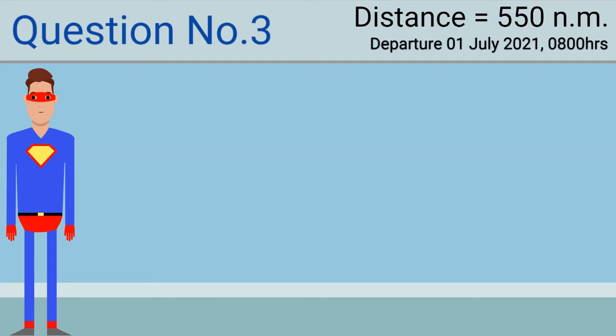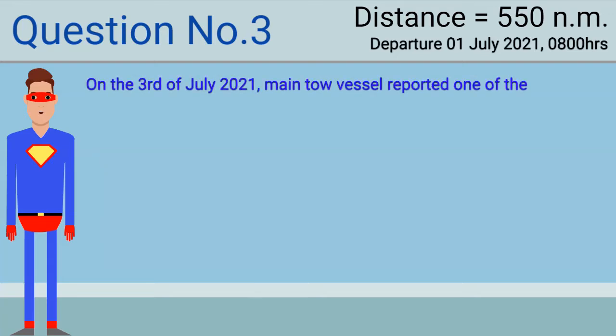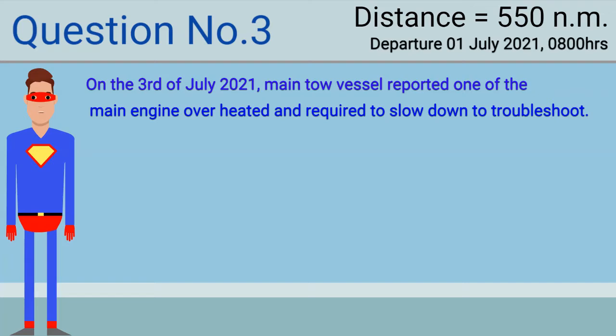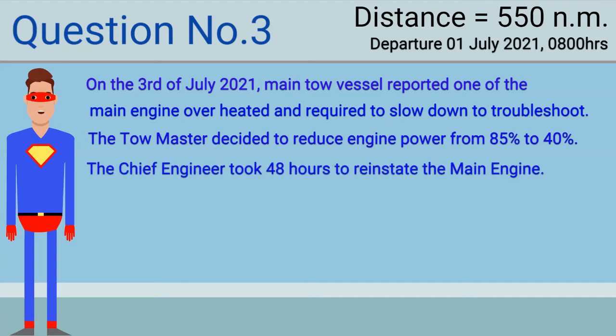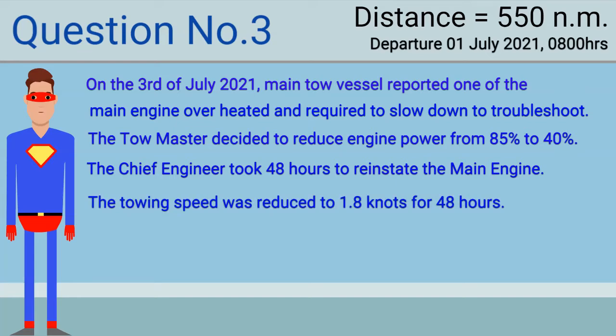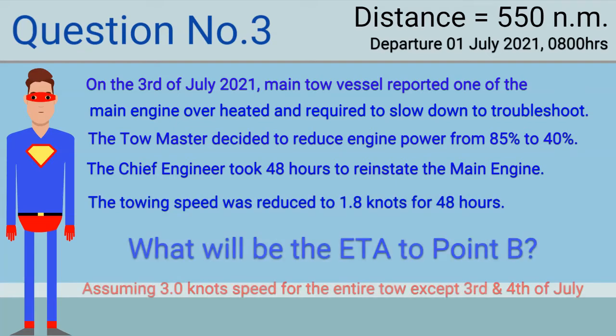Question number 3. On the 3rd of July 2021, main tow vessel reported one of the main engine overheated, and required to slow down to troubleshoot. The towmaster decided to reduce engine power from 85% to 40%. The chief engineer took 48 hours to reinstate the main engine. The towing speed was reduced to 1.8 knots for 48 hours. What will be the ETA to point B?